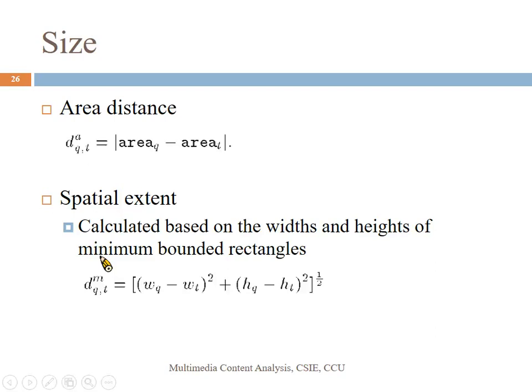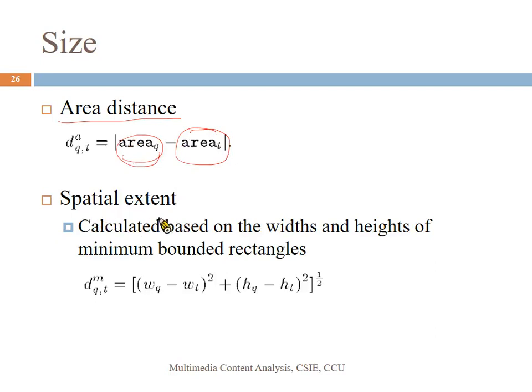In addition to color and location, we will also try to measure region similarity based on their area. So the size of the region is also considered. The area distance is quite simple. We just subtract the area of the target region from the area of the query region, and take the absolute value.